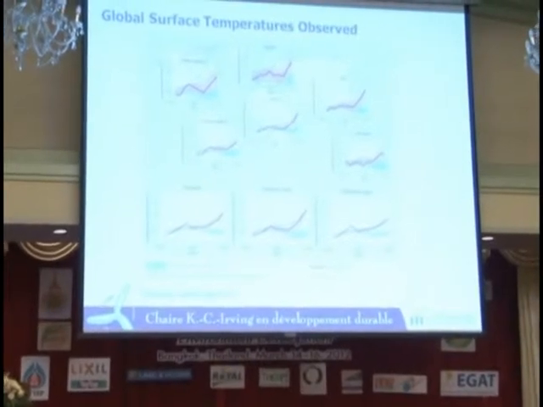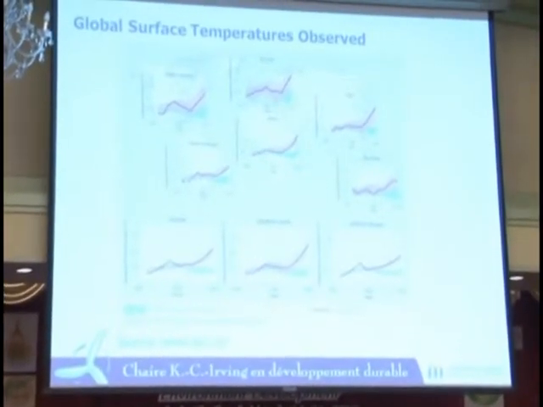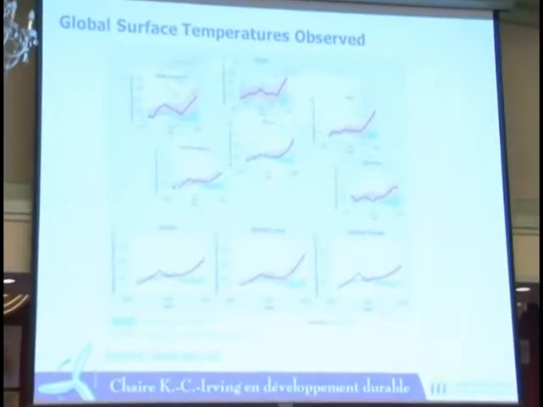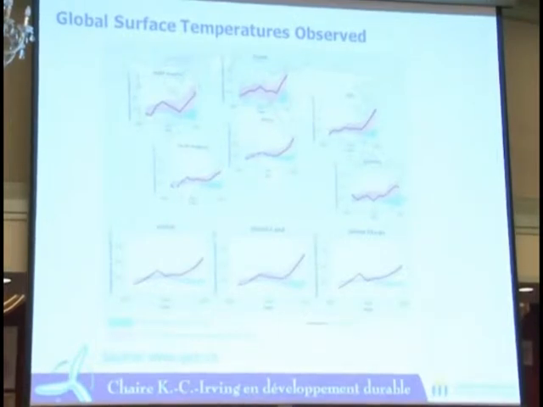Surface temperature based on models with natural forcing only. If you remove the humans on the planet, the temperature at various locations on the planet and near the global temperature would behave as in the blue shading here.